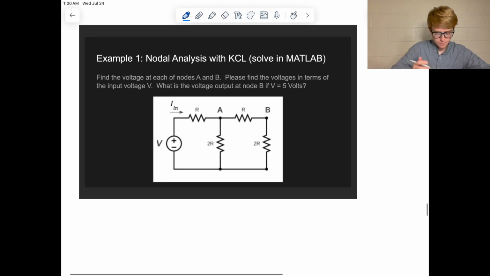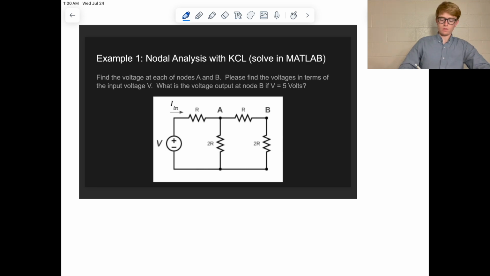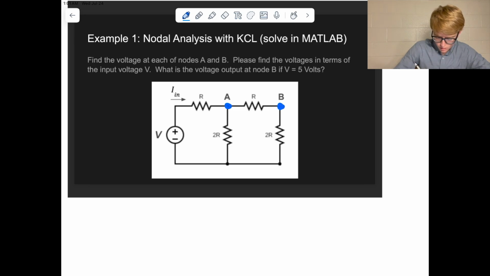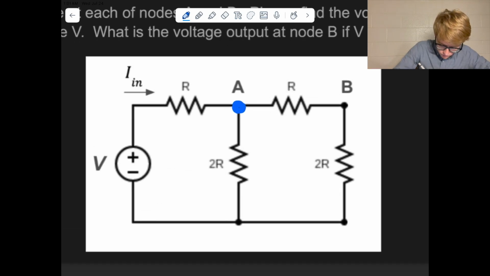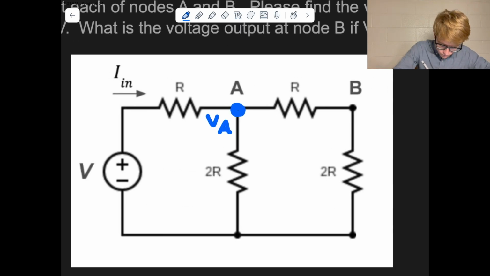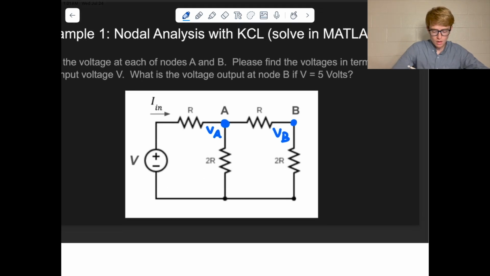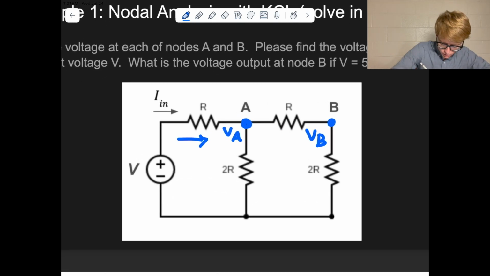So what we're looking at here is this ladder circuit with a bunch of resistors, and we basically are asked to compute the voltages at node A here and at node B, okay? So that's what we're trying to find. So let's just call this voltage VA, call that voltage VB. All right, so now how do we do that? So we know that the current coming into and out of each of these nodes will sum to 0.